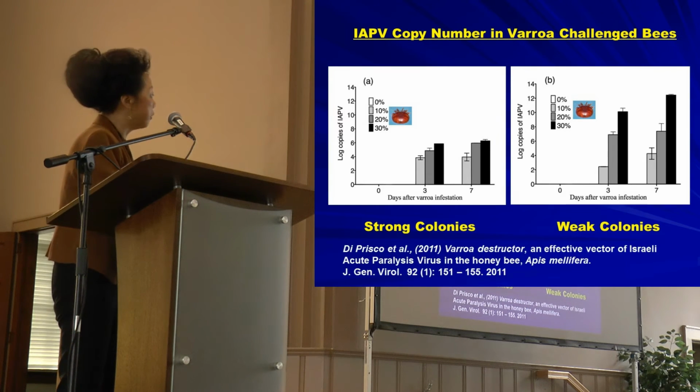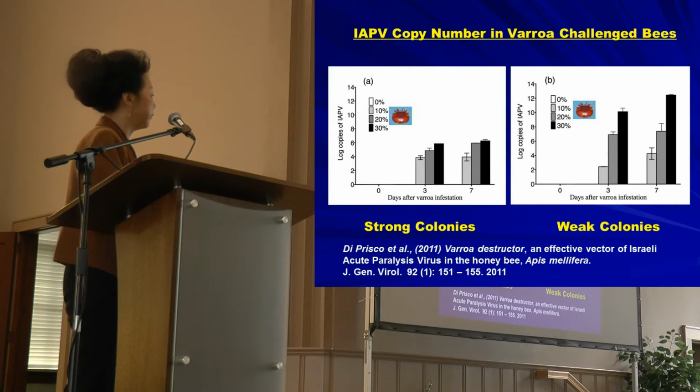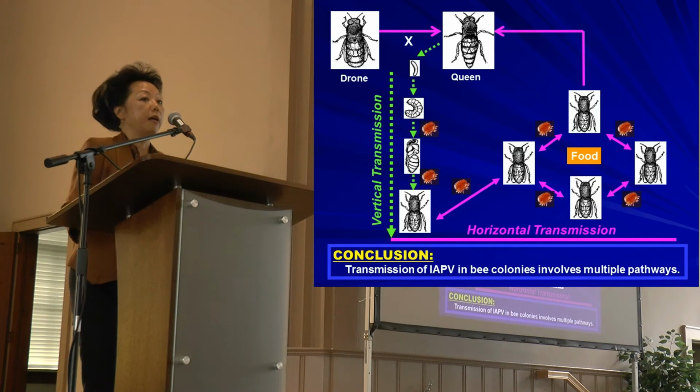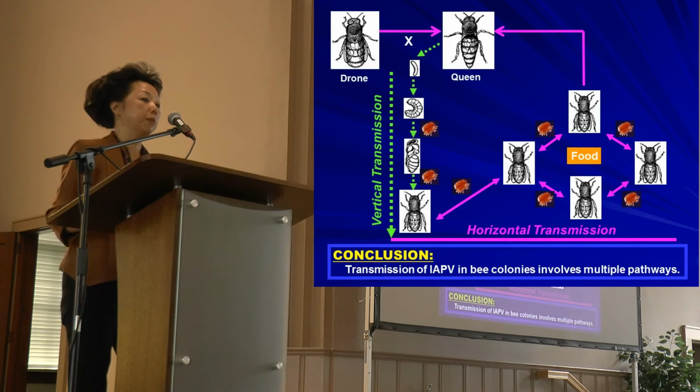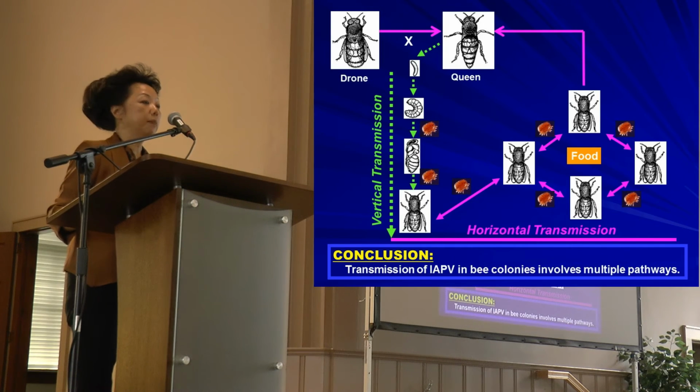However, the magnitude of IAPV copy number in response to variable Varroa mite challenge was less significant in strong colonies compared to weak colonies. Our result clearly showed that IAPV infection in honeybee colonies involved multiple transmission pathways, including foodborne transmission, venereal transmission, vector-borne transmission, and mother-to-offspring transmission. Both horizontal and vertical transmission are important survival strategies for the virus.